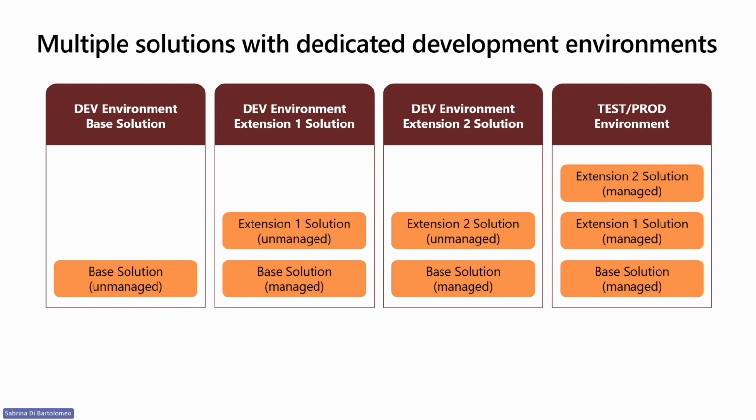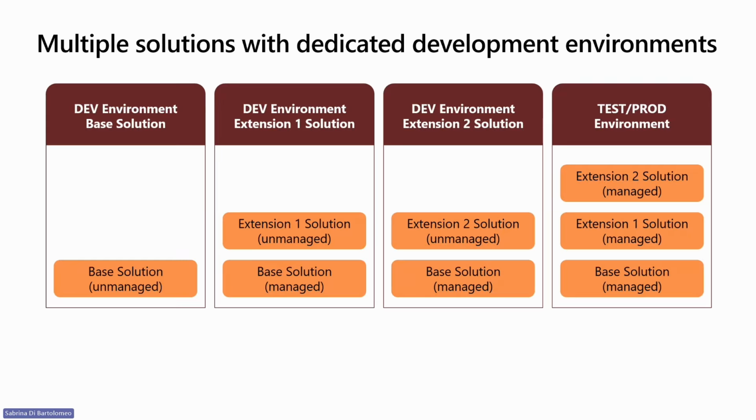Extension approaches are driven by different use cases. A common pattern is an app-based extension model, where a core solution contains common tables, business processes, security, role integrations, while another separate solution extends specific applications such as sales or customer service.